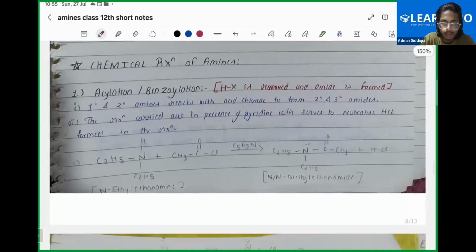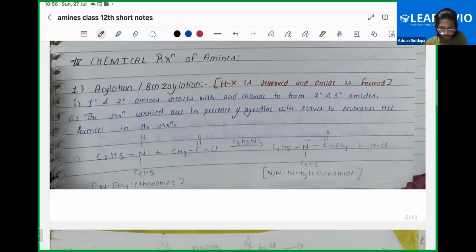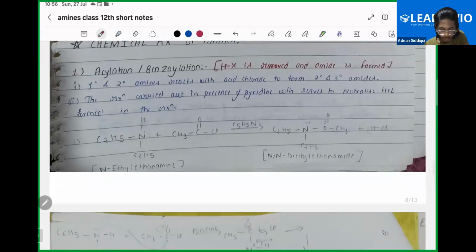Acylation or benzoylation. If you have a 1 degree or 2 degree amine and you are reacting it with acid chloride, it will form 2 degree and 3 degree amides. The reaction is carried out in the presence of pyridine, which serves to neutralize the HCl formed in the reaction. I told you somewhere before as well, what is the purpose of pyridine? To neutralize HCl. Okay, so let us see. If you have 1 degree or 2 degree amines, tell me whether this is a 1 degree or 2 degree amine.